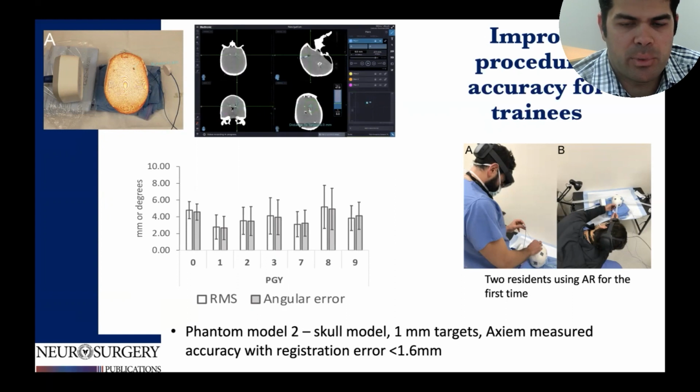Here is an example of two of our residents placing EVDs, simulated EVDs, for the first time using augmented reality. And the data essentially showed that there is no significant difference between different levels of students or residents when using the Axiom system. So essentially, the medical student shown as PGY0 was getting a level of accuracy statistically equivalent to fellows, at least for EVDs, which is kind of interesting.